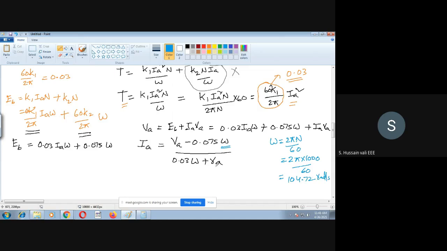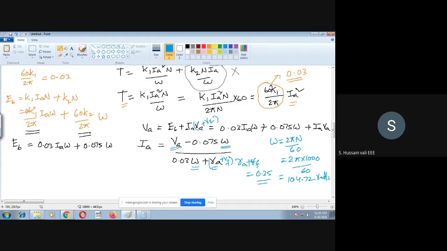What are the other unknowns? RA is there. What you must understand is that I told you already that in case of a series motor, wherever you find RA, you replace RA with RA plus RF. This is the case of the series motor. So RA plus RF value he has given. That value is 0.25. This also he has given in the data.